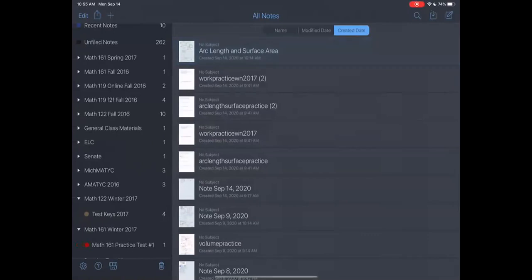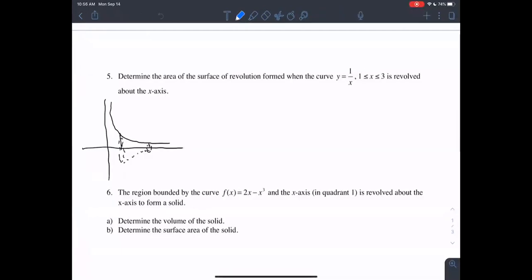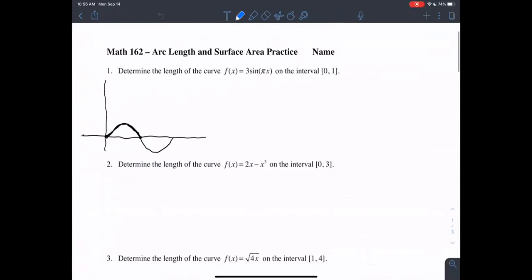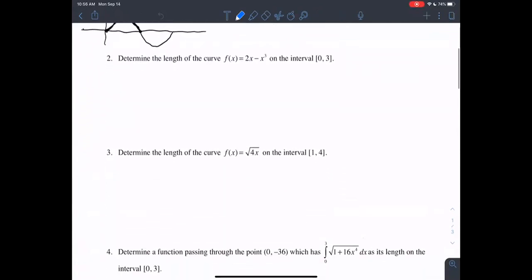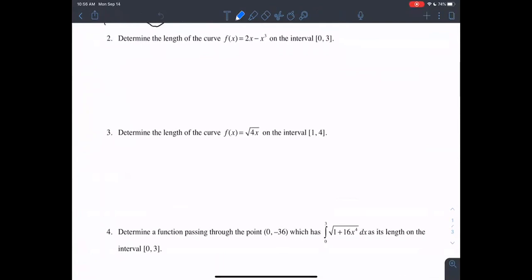I'm going to have you guys do a couple of these from this one. Yeah, that's the one I wrote on. Okay, so I want you guys to try, we could do any of these. Let's try number 2. The length of that curve on the interval from 0 to 3. So let's try an arc length problem. Then I think we'll jump up to number 4. Yeah, try number 2. Give that one a whirl and see what you can come up with.